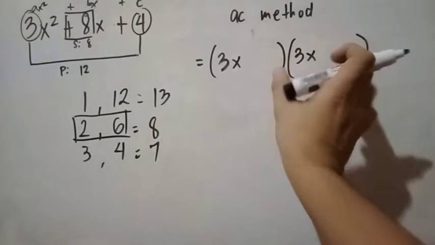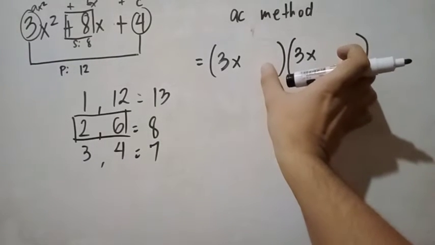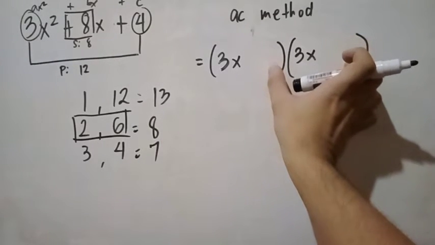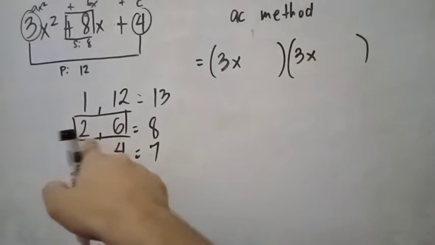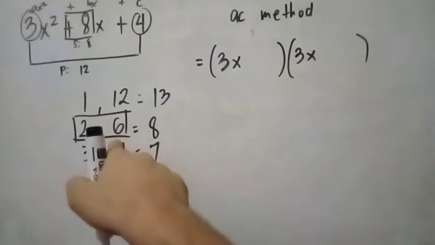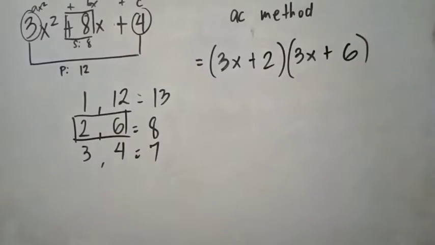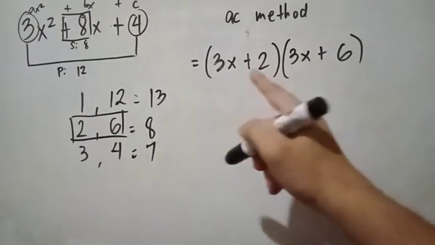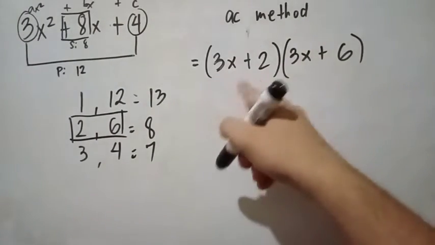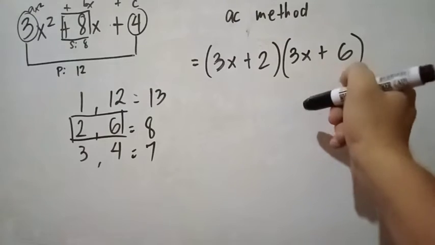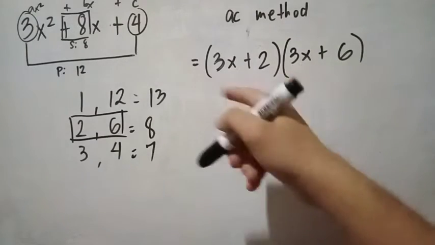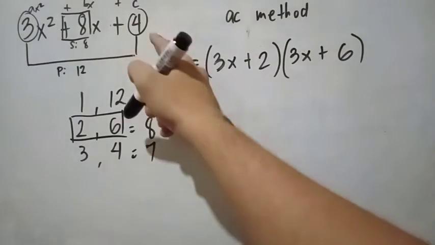Okay? And then, ano naman yung last terms ng binomial? Manggagaling sila dito, 2 and 6. So, isulat na natin plus 2 and plus 6. Now, meron na tayong binomial factors. 3x plus 2 and 3x plus 6. The question is, final na ba to? Ito na ba factors na to?